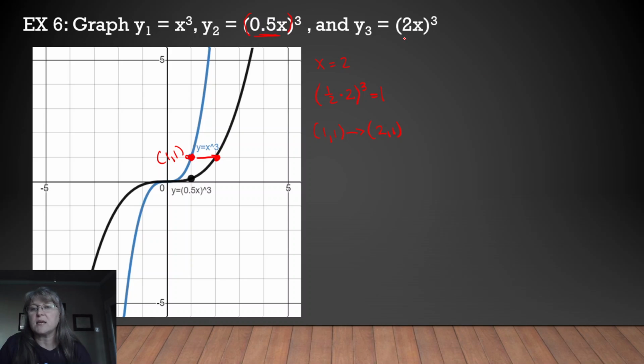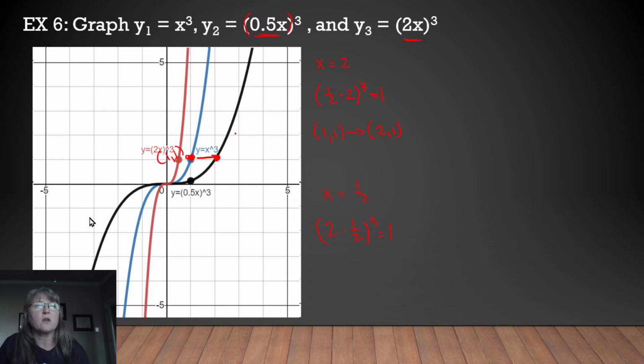Okay, now in the second example here, I'm multiplying not by a half, but by 2. So now I would have to let x be a half, and I'll have 2 times a half cubed to get 1. And so what I end up getting is this red curve, and you can see this point has now been moved in. So these are horizontal stretches and shrinks of one another.